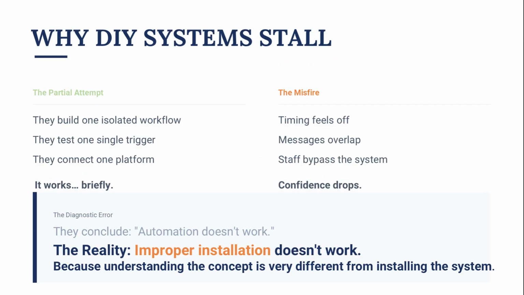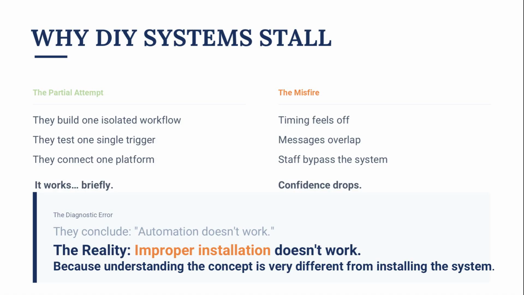This is where many practices try to build their own system. They create reminders, test follow-up messages, set up simple automation, and for a short time, some improvement appears. But isolated improvements don't create coordinated architecture. Without coordination, the system becomes fragmented. And fragmented systems rarely stay stable, because the issue is not effort, it's depth. And that's why DIY systems so often stall.